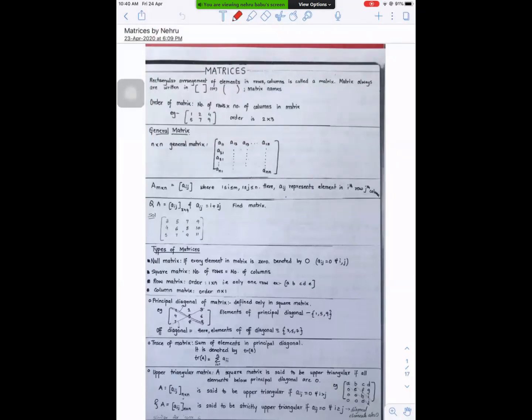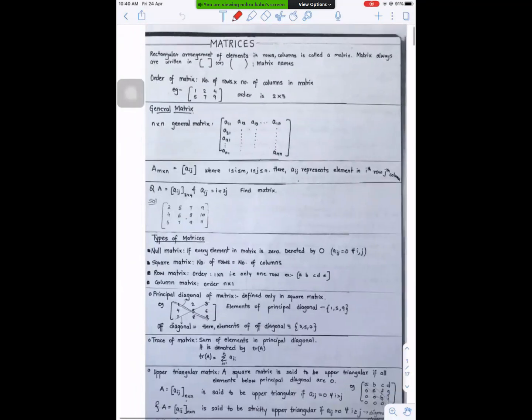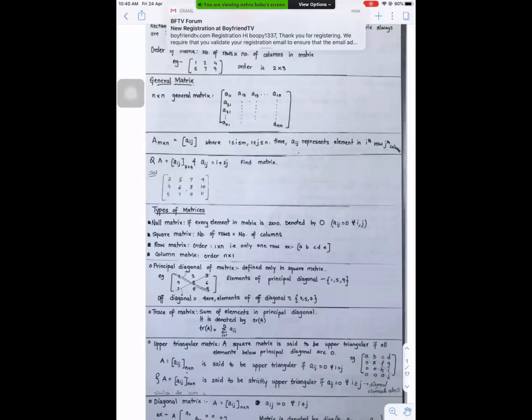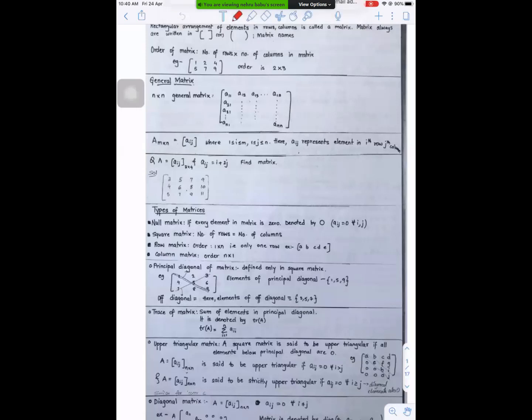So matrices, if you see the starting, we discussed definition and order of matrix. You can see these notes first. On the first day we discussed what a rectangular matrix is, and how to write a general matrix, Aij, where i represents the row number and j represents the columns. So Aij means indirectly the ith row and jth column element.